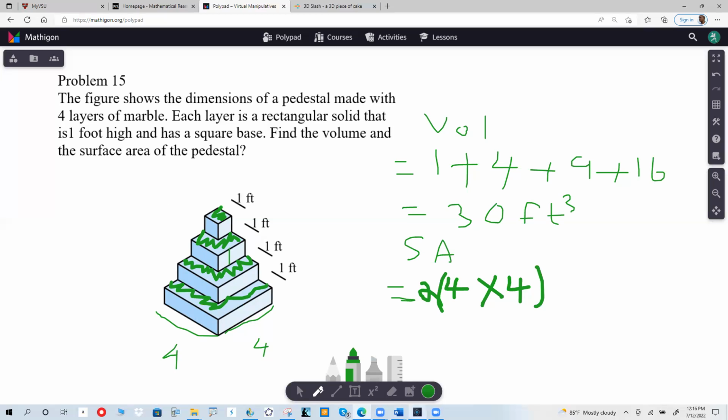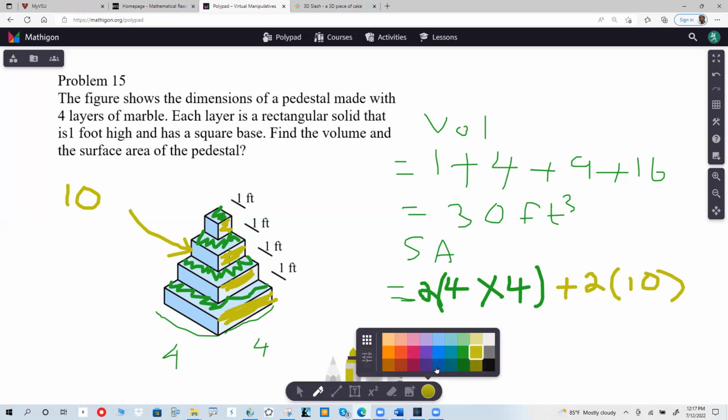And this side, I'm going to use a different color. This side, I see a 1, I see a 2, I see a 3, I see a 4. So 1 plus 2 is 3, 3 plus 3 is 6. So I have 10 squares here. And so are these. 1, 2, 3, 4, 5, 6. So 4 plus 3 is 7, 8, 9, 10. I have 10. So it should be 2 times 10.